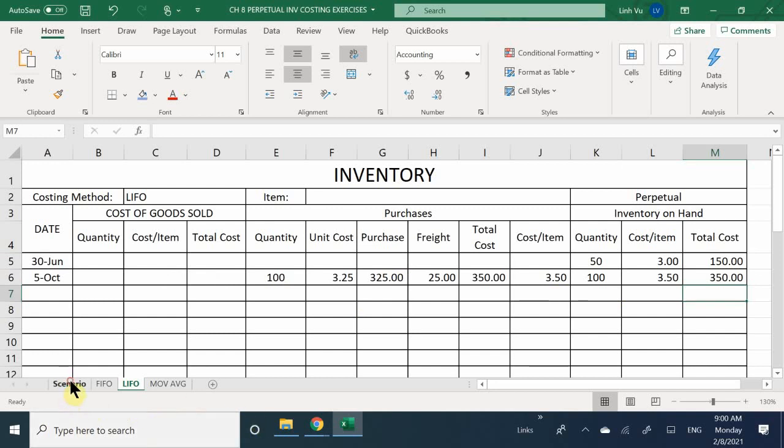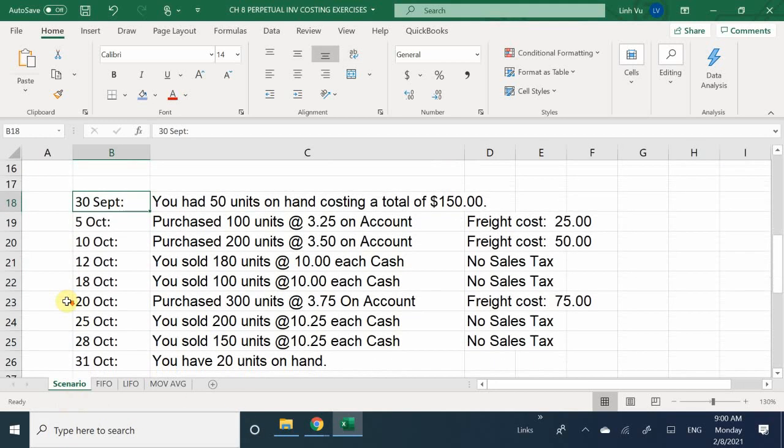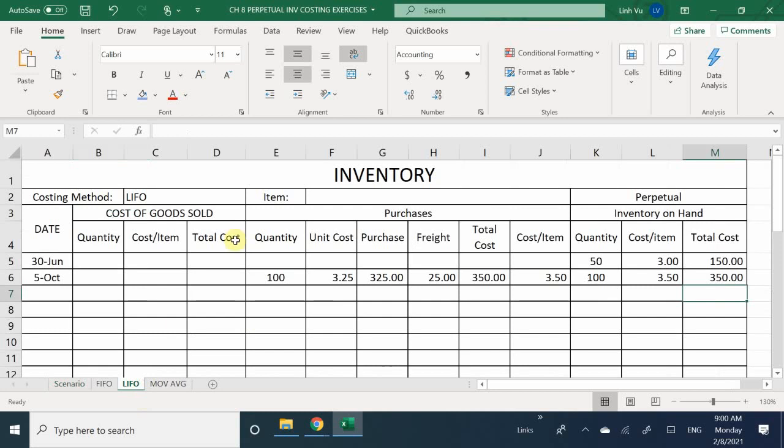So then what has happened next on October 10? Purchased another 200 units at 350. We purchase another 200 units at 350 with a freight costing you 50. We made another purchase. Okay, so October 10.